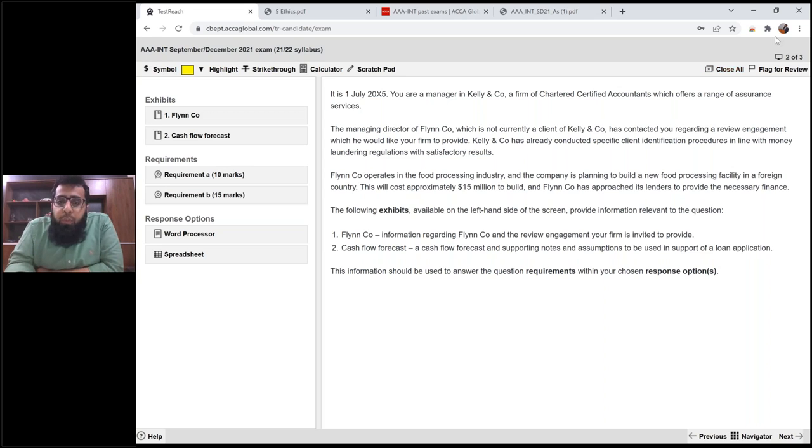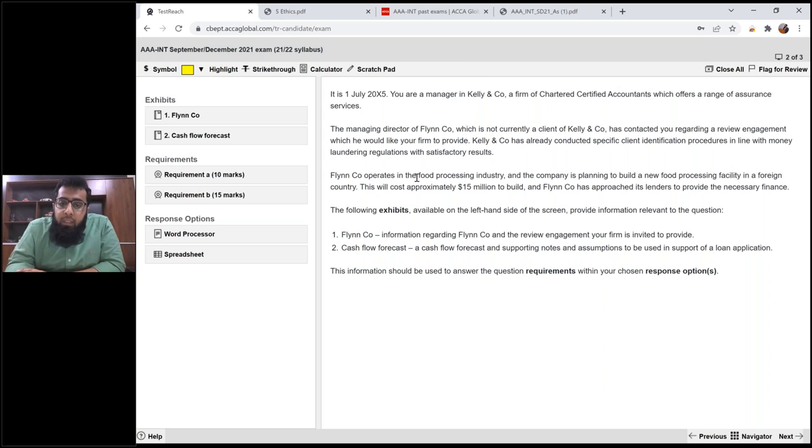It is 1st July 2005. You are a manager in Kelly and Company, a firm of chartered certified accountants, which offers a range of assurance services. The managing director of Flynn Company, which is not currently a client of Kelly Company, has contacted you regarding a review engagement which he would like your firm to provide. Kelly and Company has already conducted specific client identification procedures in line with money laundering regulations with satisfactory results.